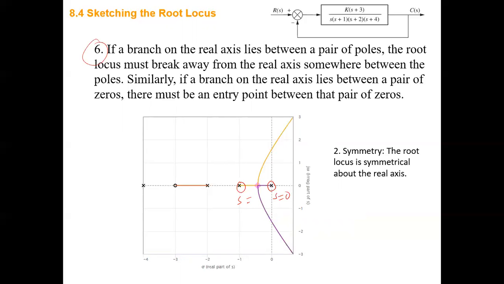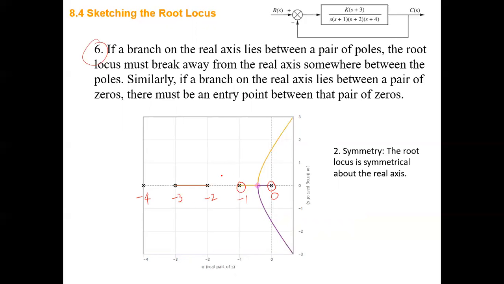S equals negative 1. Yeah, S equals negative 1. This is 0. This is negative 1. This is negative 2. This is negative 4. And this is 0, right? This is 0, which is negative 3.